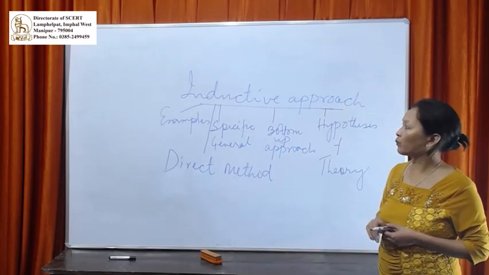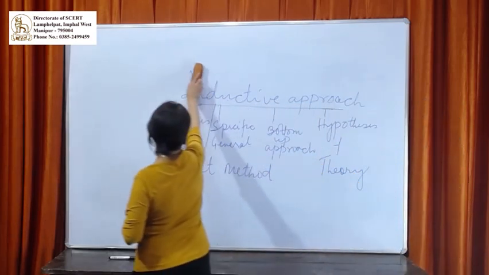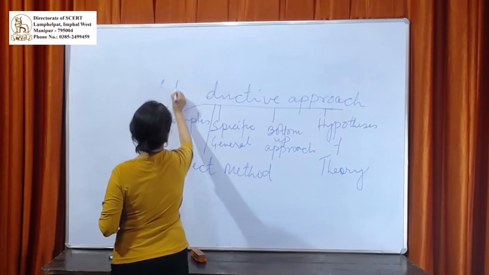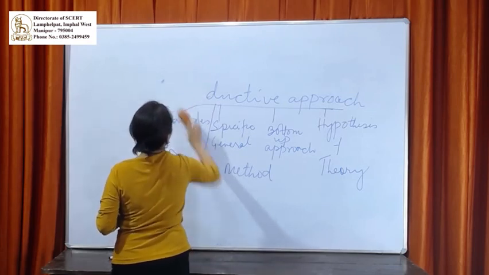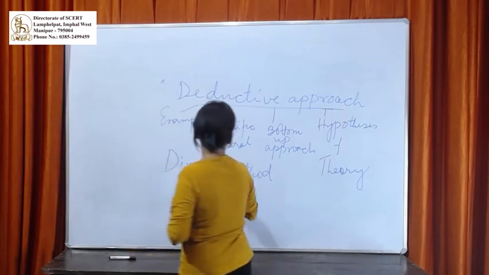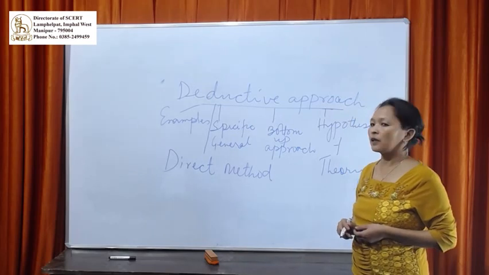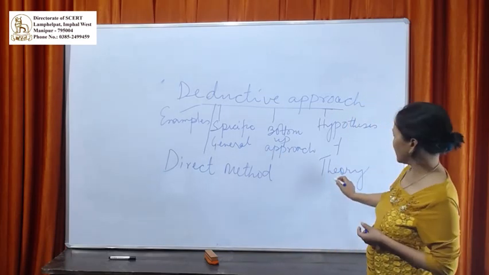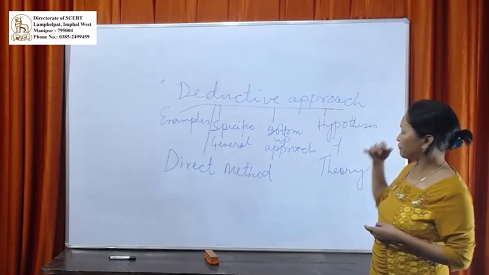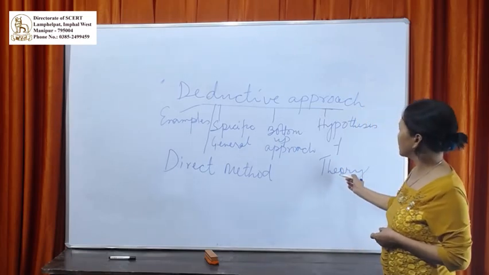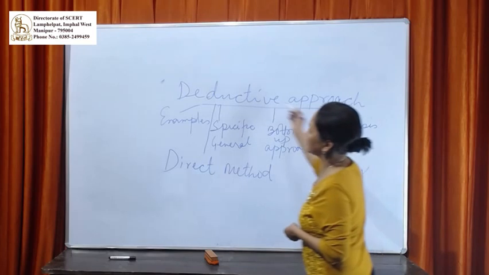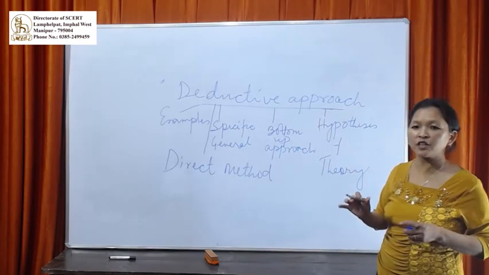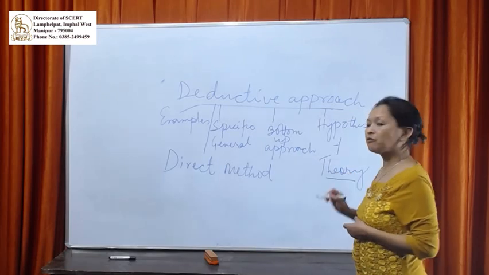But if we have to explain a grammar lesson through the deductive approach, what do we do? It will be the opposite of all this. We will start from theory. We will first define what a noun is. Then we will end with examples. First, we define what a noun is. Then, through this definition, we try to give examples of the things that we want to say.